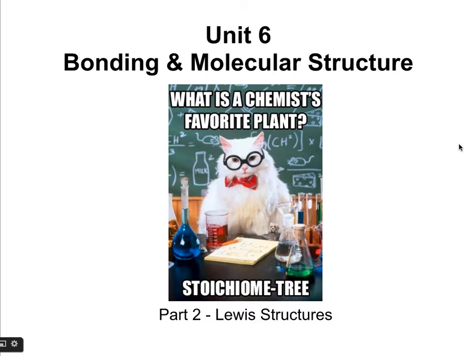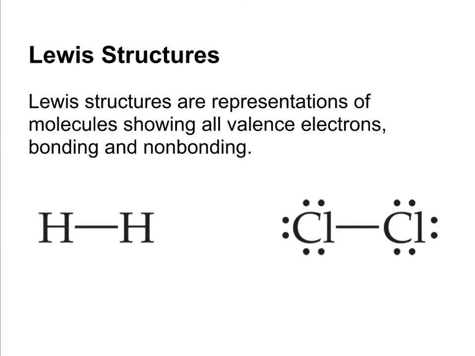Part 2 of Unit 6 is about Lewis structures. A Lewis structure is a representation of a molecule that shows all the valence electrons, bonding and non-bonding. So it shows all the covalent bonds that exist in a molecule and all the unbonded valence electrons that are left over. If you think about a hydrogen atom, it has one valence electron, and if two of them were going to bond together like they often do, those two electrons would be shared to form a single covalent bond.